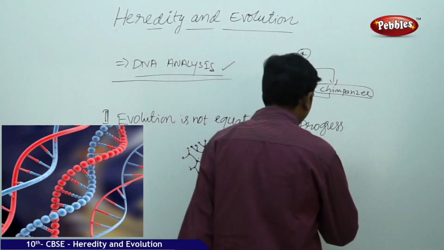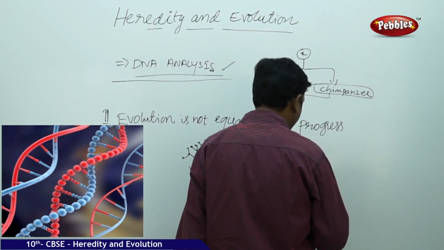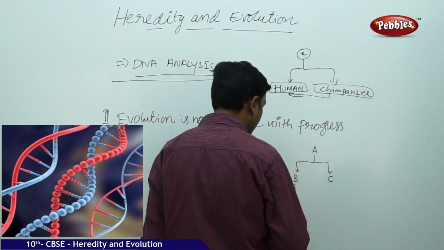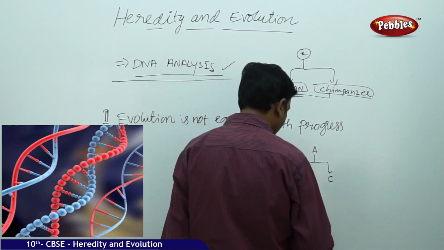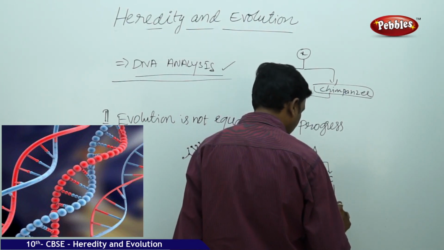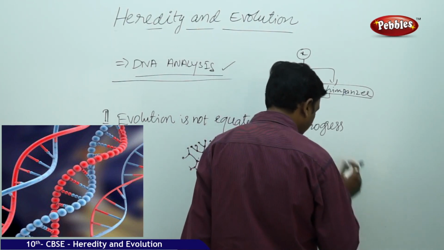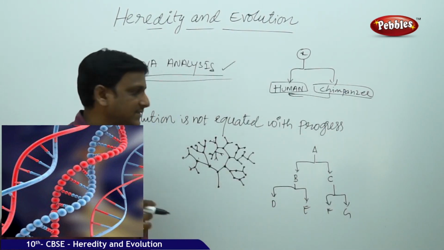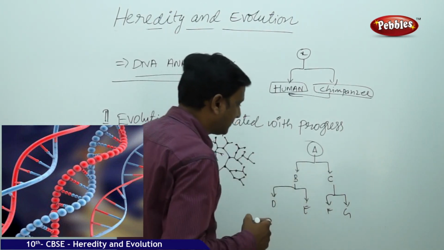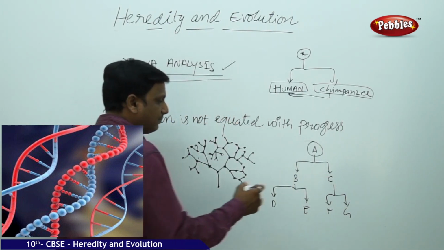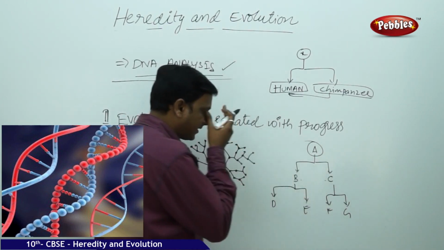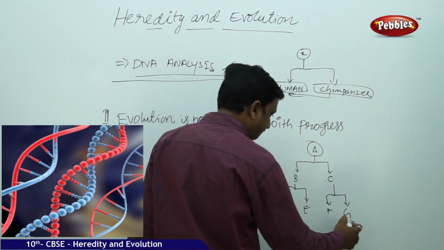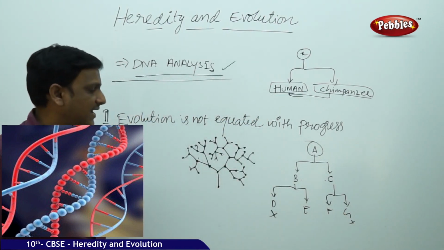Say for example, here A is there. From A, B and C have come. From B, D, E have come. From C, F, G have come. So this is the way they have evolved. Now let us say A is the common ancestor. If you see the similarities, B and C are much more closely related. They have more similarities. And if you see D and G, they have very few similarities.